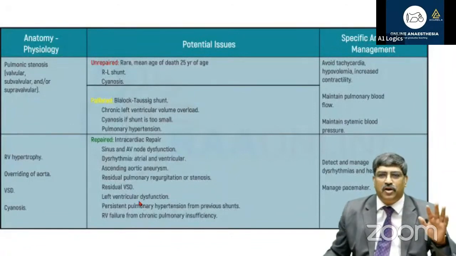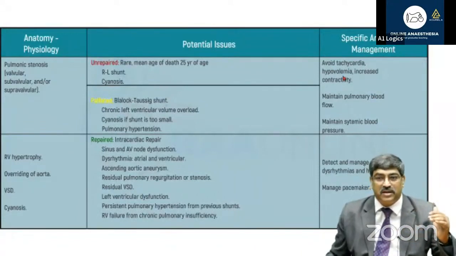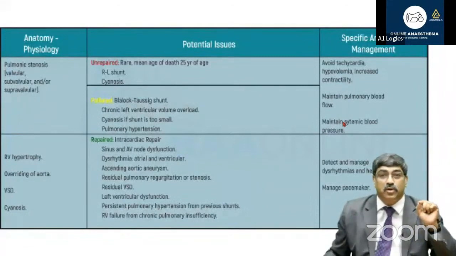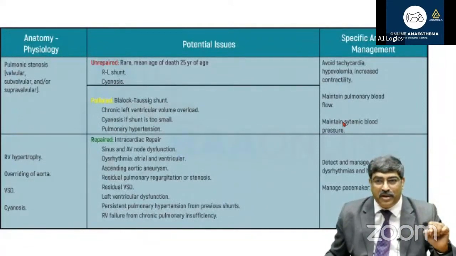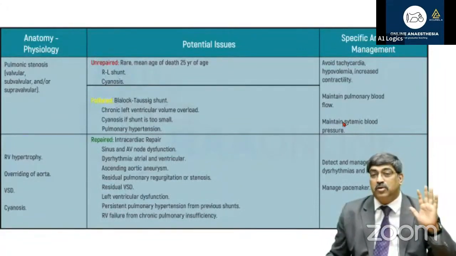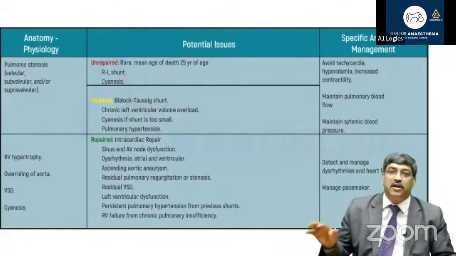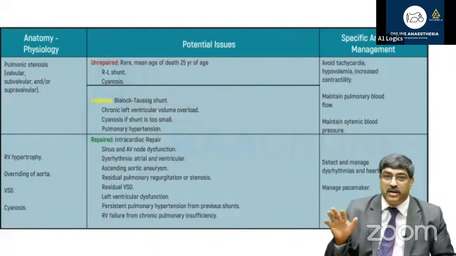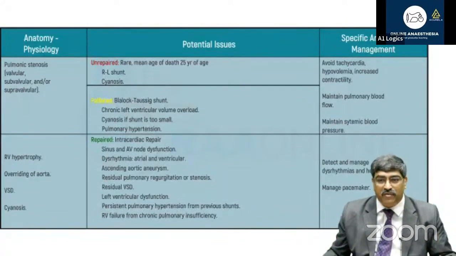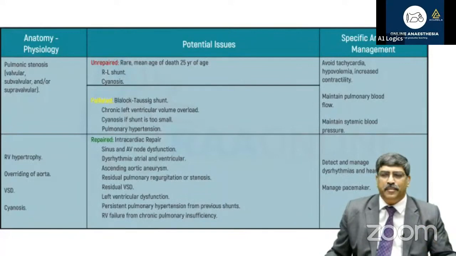Your goal in the intraoperative period is to avoid tachycardia, maintain a slightly higher volume status, and keep contractility minimal. You should do everything to increase the pulmonary blood flow and maintain your systemic vascular resistance. That is going to be the most important goal in a patient with cyanotic congenital heart disease. If arrhythmias are there, you should detect and manage them. Similar for heart failure too. If the patient is on a pacemaker, you should know how to use the pacemaker.